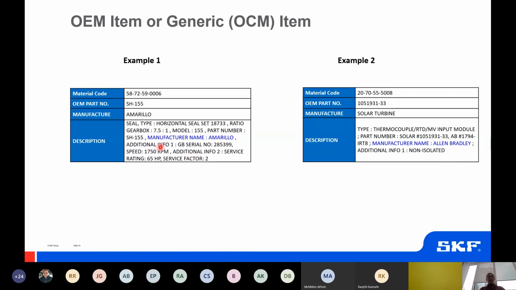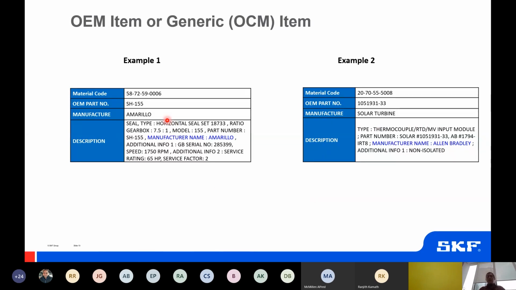Where you have here, the Amarillo did not build or did not make any seal. So this seal, eventually we found out, is an SKF seal. Same like here, the Solar Turbine did not produce any thermocouple. The thermocouple is being produced by Allen Bradley. So here we are going to leave it to the organization to decide.